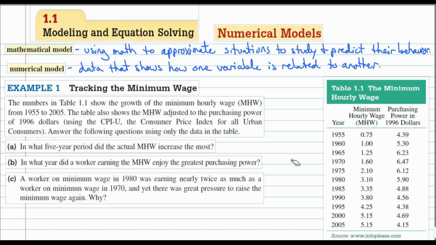A numerical model is probably the most basic one that you have seen. Probably the easiest ones to deal with. It is straightforward numbers. It is data that shows you how one variable is related to another. So we're going to look at this chart down here. This table tells us about the minimum wage.